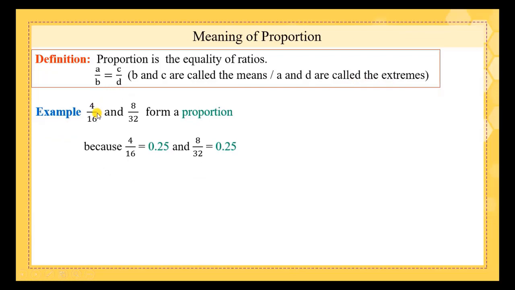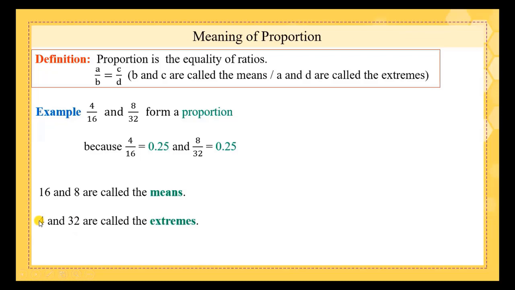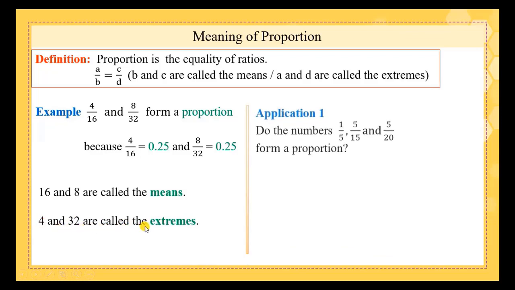For example, 4 over 16 and 8 over 32 form a proportion because by calculation 4 divided by 16 equals 0.25 and 8 over 32 equals 0.25. Don't forget that 16 and 8 are called the means and 4 and 32 are called the extremes.